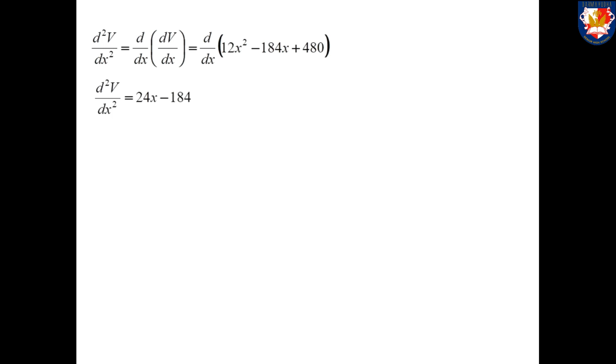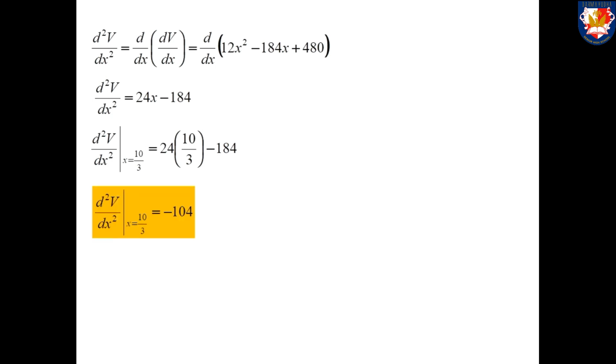Now we are going to find the second derivative of V. The second derivative of V is the first derivative of the first derivative of the function V, which is the first derivative of 12x squared minus 184x plus 480. The second derivative of V is 24x minus 184. By substituting the value of x equals 10 over 3 from the previous work, we obtain 24 times 10 over 3 minus 184, which is minus 104, which is less than 0. What does it mean? That means V is maximum when x equals 10 over 3.